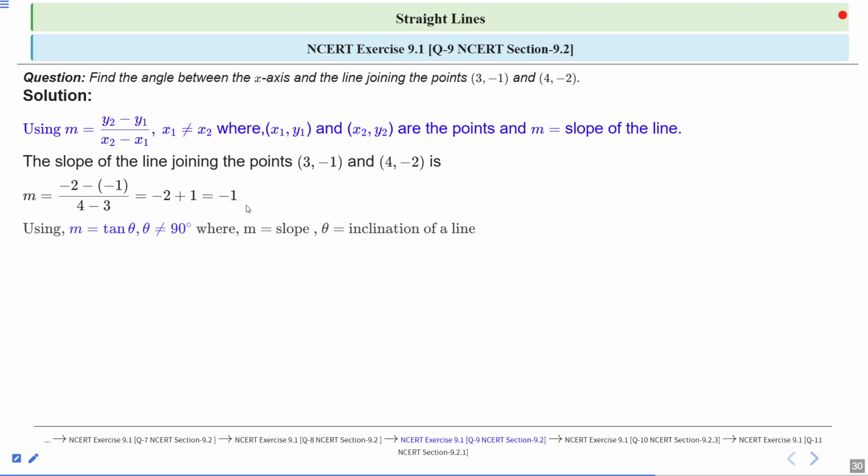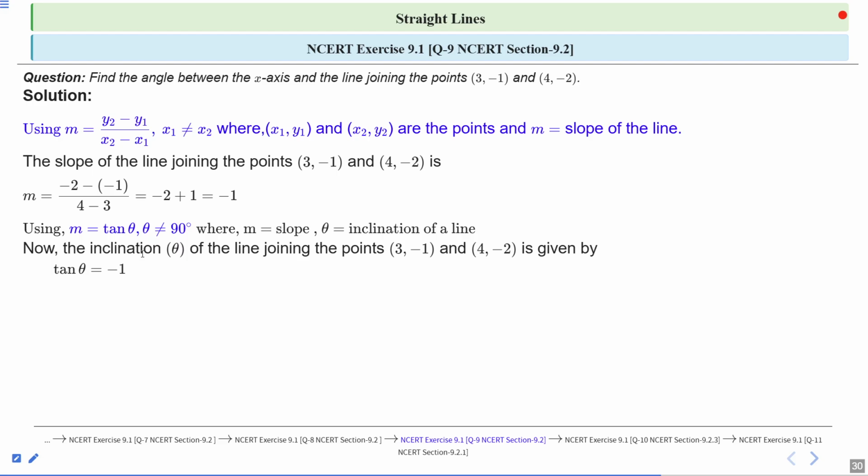And using this formula, m equals tan theta, where theta is not equal to 90 degrees, because if we take theta as 90 degrees, then tan 90 degrees will be undefined. That is why we take theta not equal to 90 degrees, where m is the slope and theta is the inclination of a line. So now the inclination theta of the line joining the points (3, -1) and (4, -2) is given by tan theta equals -1.